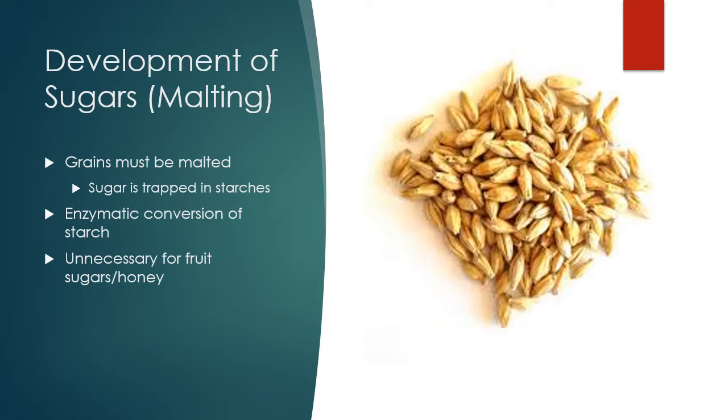The next step in the brewing process is the development of sugars in a process called malting. Now all grains have to be malted as their sugar is trapped in starches within the grains. This is an enzymatic process, and it's done by enzymes that slowly break down the starches into sugars that can be digested by yeast. However, this process isn't necessary for fruit sugars and honey.